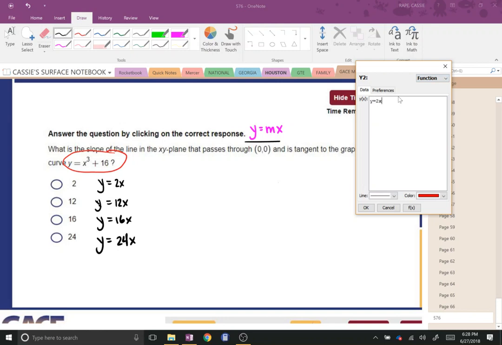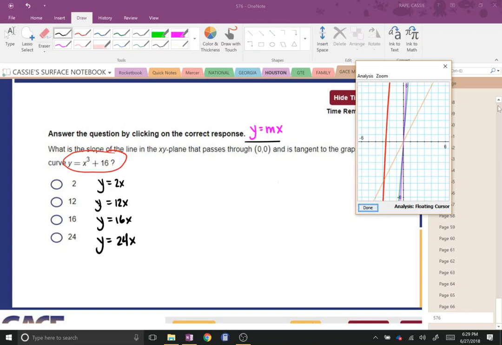Then I'm going to add each one of these possible tangent lines. So y equals 2x. Orange is next, so orange. I'm going to add y equals 12x. Yellow doesn't show up very well, so I'm going to jump to green. And then I'm going to add y equals 16x, and that's going to be a blue. And then I'm going to add y equals 24x, and that's going to be a purple or pink. Okay. All right. Now I'm going to look at the graph, and oh boy.